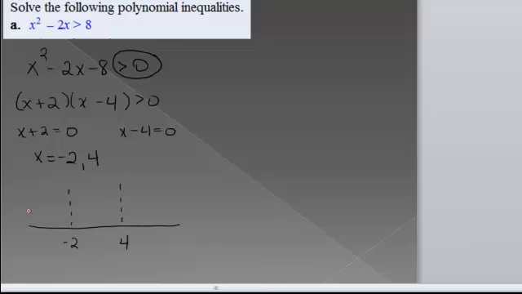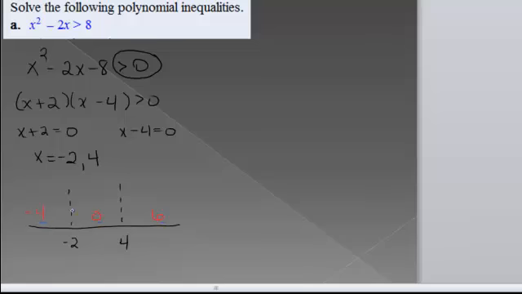Something to the left of -2. Let's try -4. Something between -2 and 4. Let's try 0. Something to the right of 4. Let's try 6. It doesn't really matter what number you choose as long as it's in the correct interval. Alright, the next thing that I want to do is plug in each of these numbers into my polynomial and see what kind of sign I get.